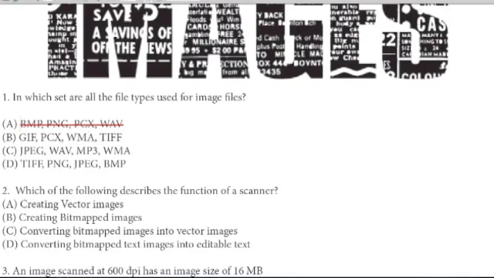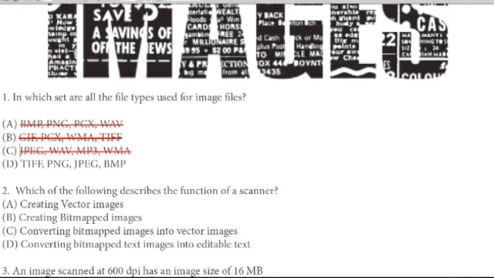Okay, in this case, I'm straight away going to pick up a WMA, which is a Windows Media Audio file, so that's not an option. Here's WMA again, so I'm going to cross that out. So let's look at this last option, and here we've got TIFF, that's an image, PNG is an image, JPEG and bitmap are both images.